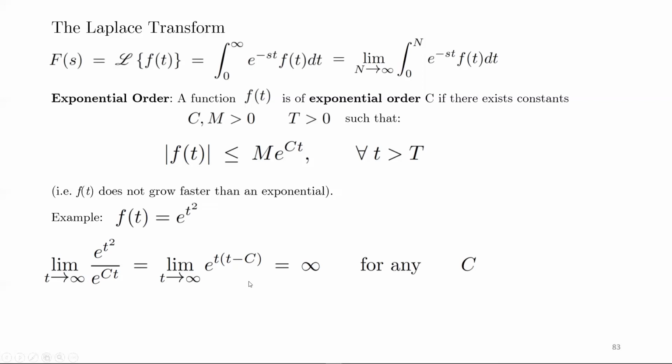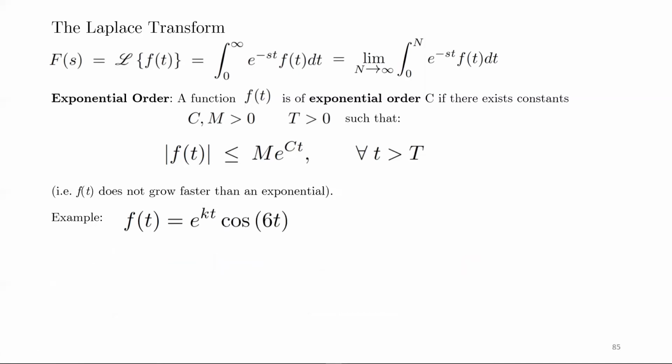So therefore, this function e to the t squared is growing faster than an exponential, because the numerator is growing faster than the denominator, since the limit is infinity. So e to the t squared is not of exponential order. It grows faster than an exponential. It's going to turn out then that we can't take the Laplace transform of e to the t squared, because it's not of exponential order.